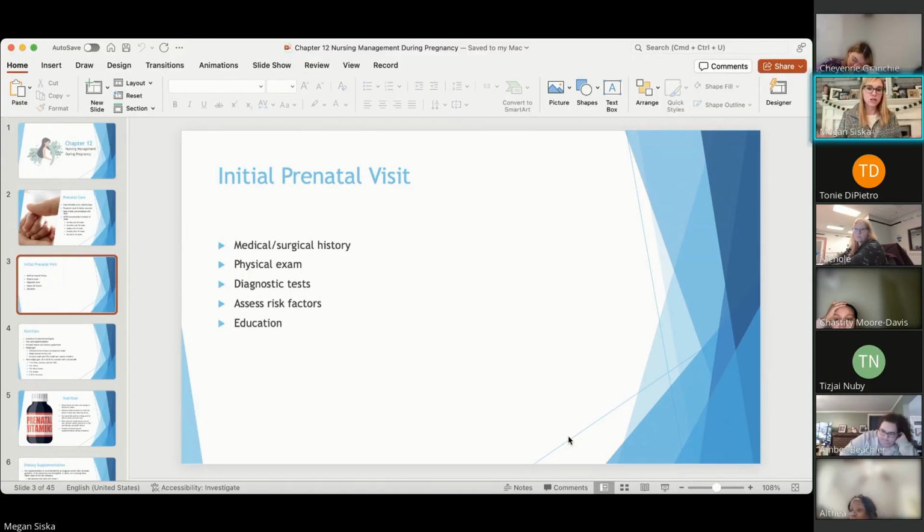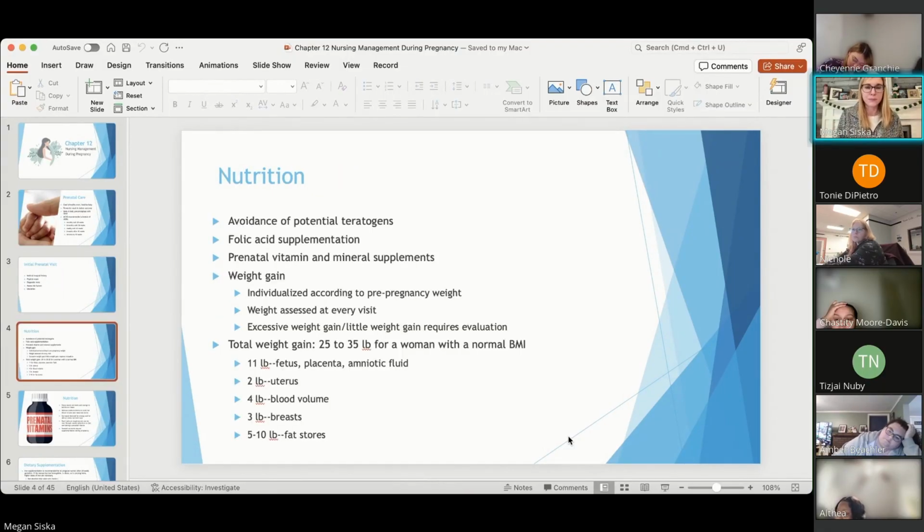And then we do lots of education. A lot of the education, if it's their first pregnancy, they're going to need more education about what to expect, what's normal, when to call, when to go to the hospital, things like that. We do a lot of counseling on nutrition, and we talk about those teratogens, things that they need to completely avoid or at least limit. We talk about folic acid supplementation, why that's important. Encourage them to take a prenatal vitamin. Most prenatal vitamins we can just get over the counter, but some people prefer a prescription.